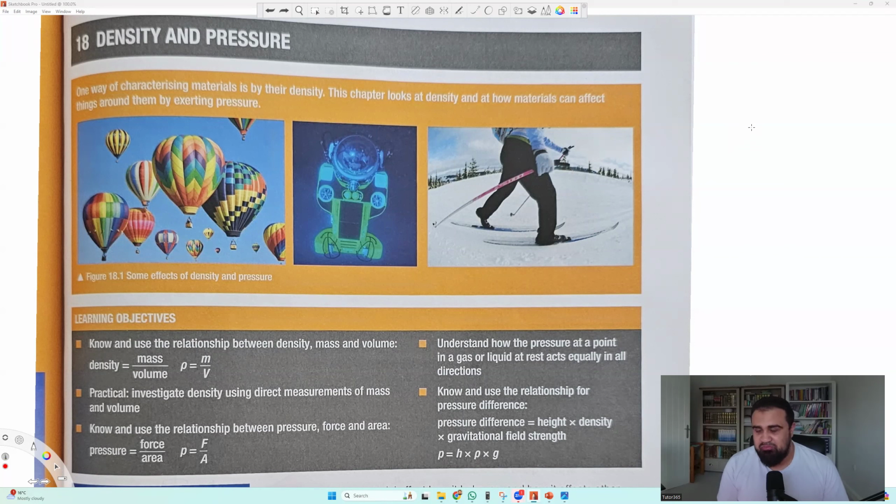Just like with electricity, you're fine. All right? So density and pressure. This topic is super fun, by the way. I really enjoyed it, and I'm sure you guys will too. So what is density? What is pressure? For now, don't be overwhelmed with all this stuff. Just ignore it. Just concentrate on me for now. What is density? What is pressure?